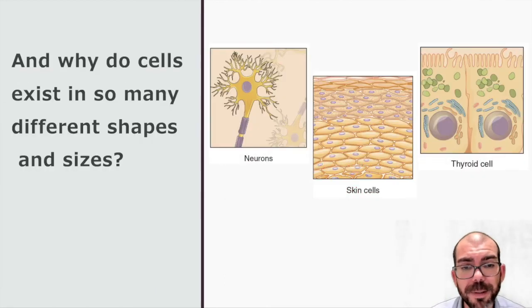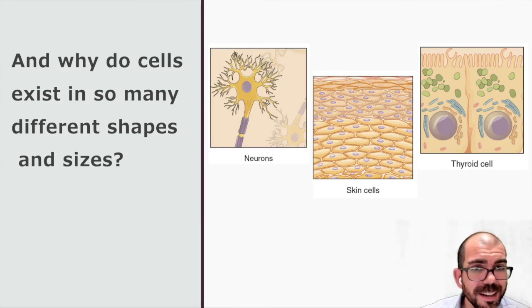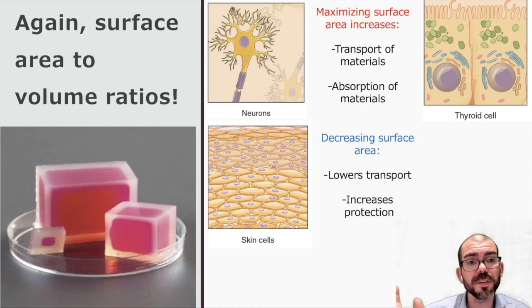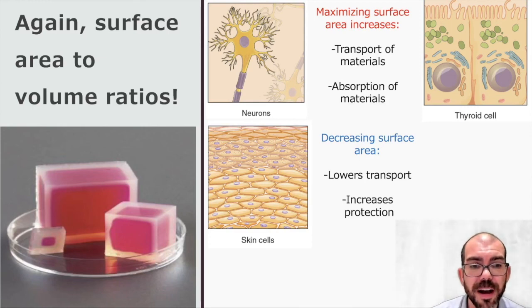environments much more rapidly. Why do cells exist in so many different shapes and sizes? Well, same idea here, surface area to volume ratio. Cells like the neuron and the thyroid, by increasing their surface area, they're maximizing the area where they can transport materials in and out, or in the case of the neuron, to rapidly send messages to other cells.